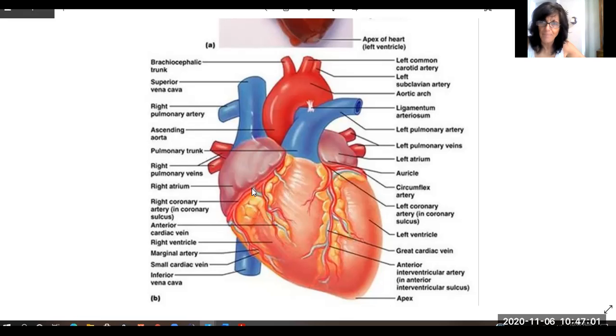Two things are going to happen. For the 20%, we're going to put a stent in. And a stent is just a small mesh tube that we put in that basically pushes open the artery to let the blood flow through it.